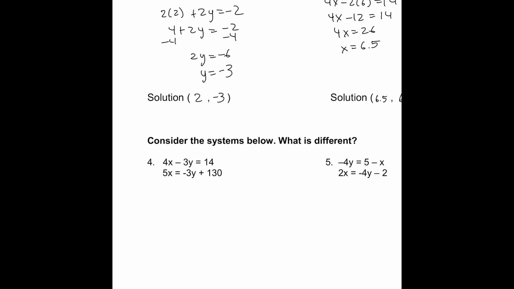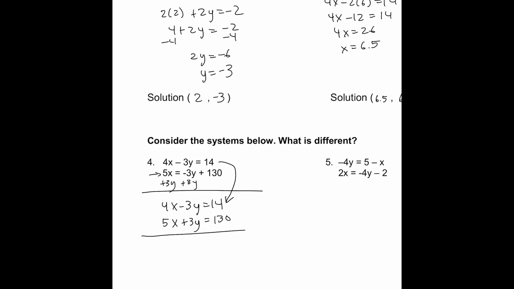I'm going to move the y to this side, so plus 3y. Now, if I want to rewrite all of this, I got 4x minus 3y is equal to 14, which I didn't do anything to. I just copied it down. Now on this one, I got 5x plus 3y because I moved it, and it's equal to 130. So I rearranged this second equation so that it lines up with each of the variables.